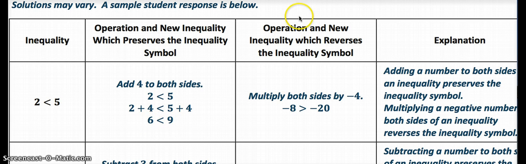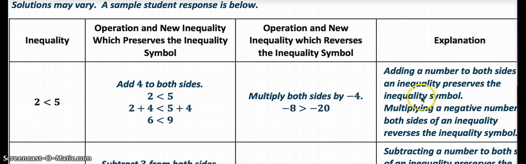That's true. Now you're to find an operation in a new inequality which reverses the symbol, which means you would need to multiply or divide by a negative number. In this case, if we take 2 times negative 4, we get negative 8. And if we take 5 times negative 4, we get negative 20. And so in that case, the symbol would have to be reversed.